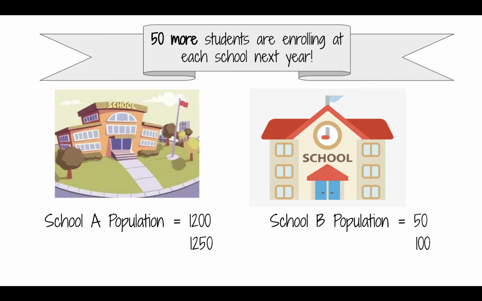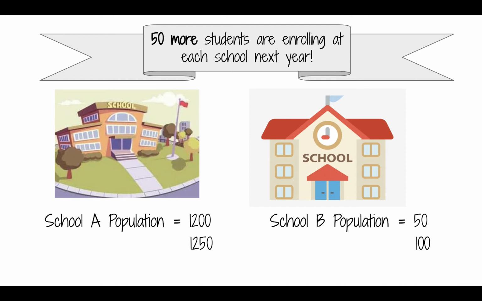However, this doesn't always give the big picture. If the school is really large, like school A, an extra 50 students probably isn't a big deal. If the school is really small, like school B, then 50 students might be a huge deal. They might have to hire more teachers or get a portable classroom outside if the school isn't large enough.